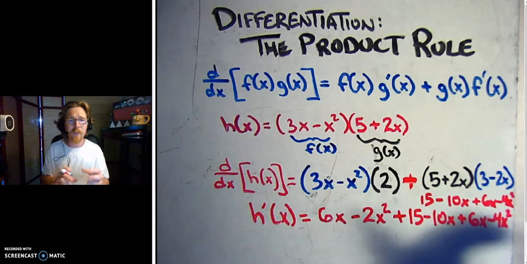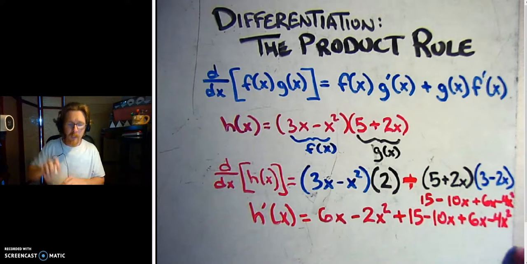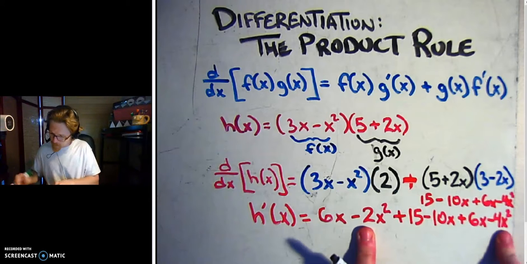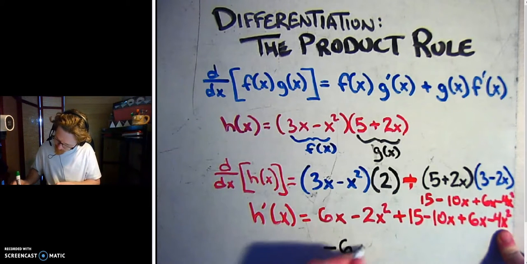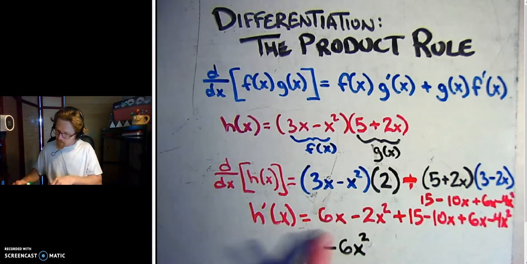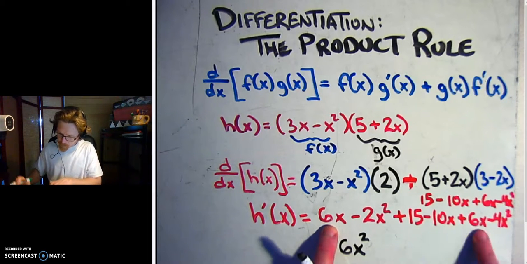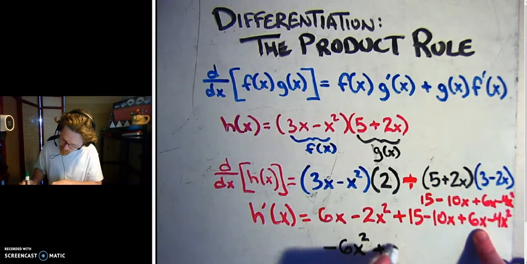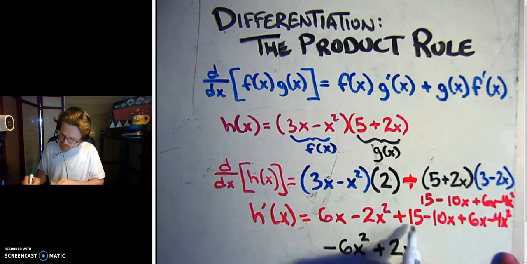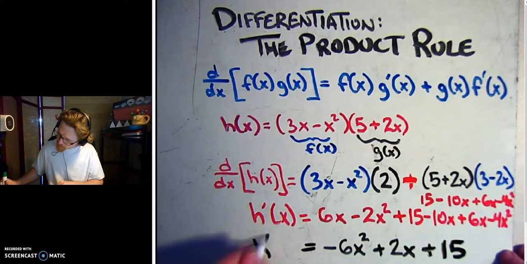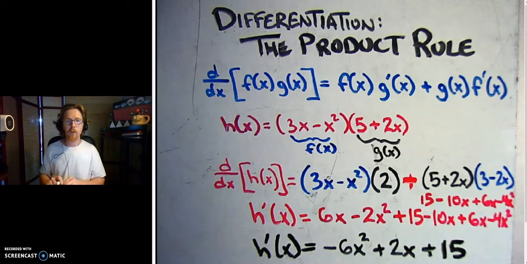And then I would just see if there are any like terms that I can combine. And I notice that there are. There's a minus 2x squared and a minus 4x squared, so that's a negative 6x squared. There's a 6x minus 10x is negative 4x plus 6x is 2x. And then there's this plus 15. So using our product rule, we're able to determine that the derivative of h is negative 6x squared plus 2x plus 15.